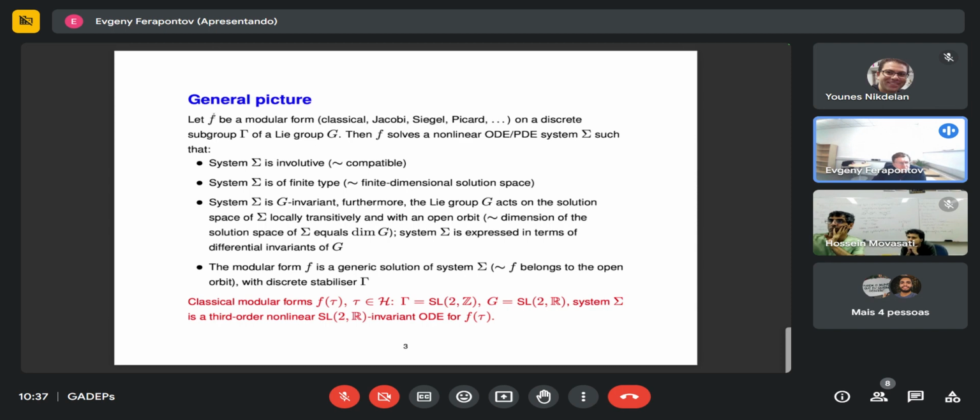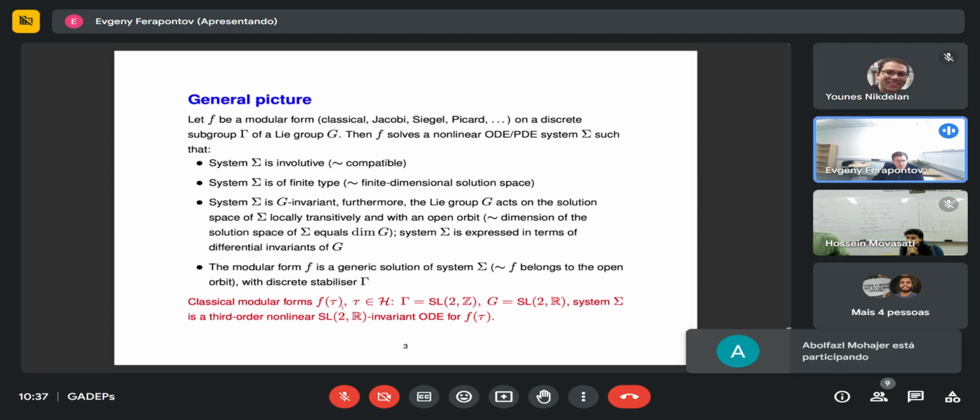And our modular form F we started with belongs to the open orbit. So in other words, F is a generic solution of the system sigma. All other generic solutions are obtained by applying the Lie group G to this function F. Still, there may be some degenerate solutions which do not belong to the open orbit, but I will not discuss this in my talk. So here in red, this is what we will discuss today, the case of classical modular forms. So f is a function of one complex variable, tau, which belongs to the upper half plane.